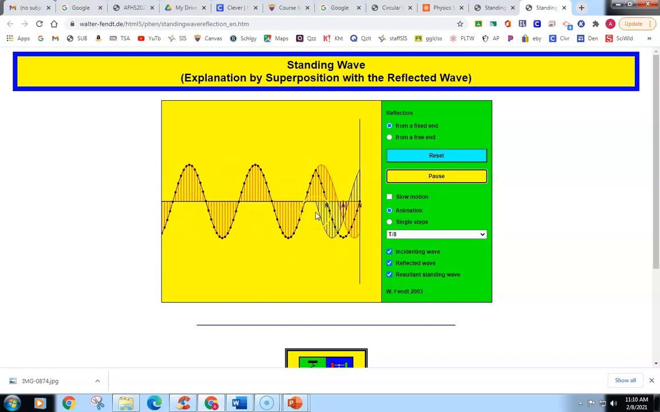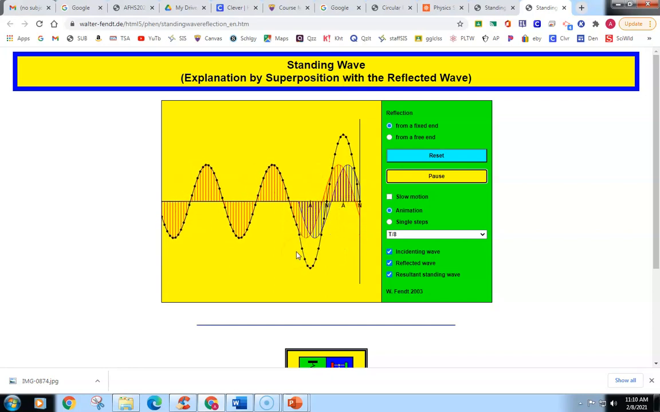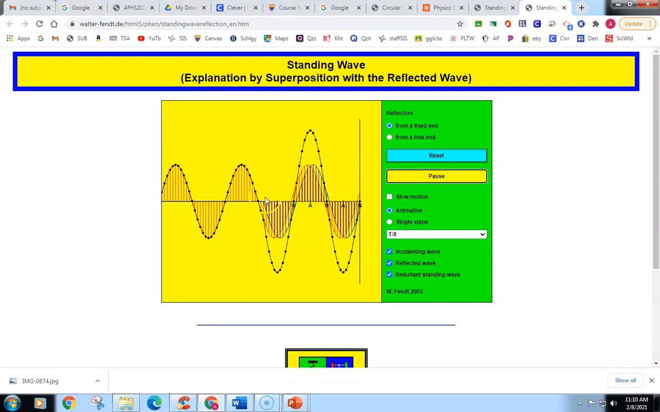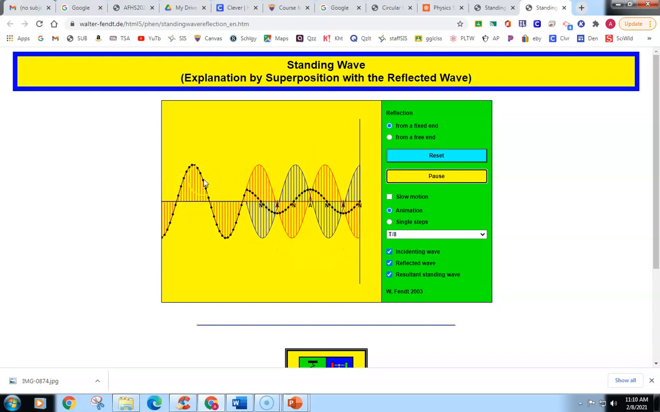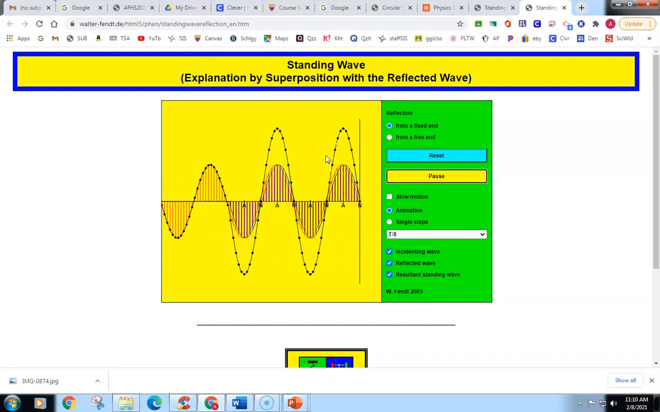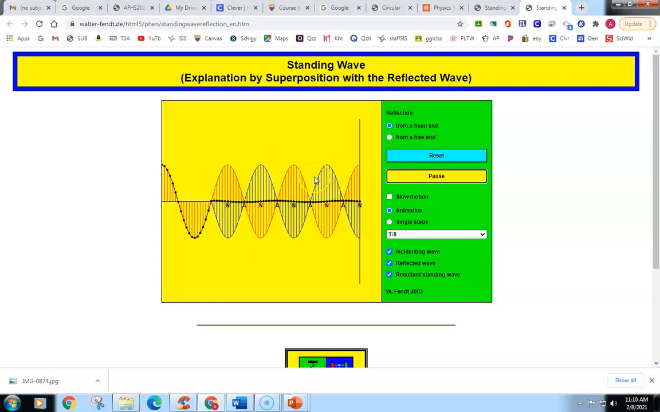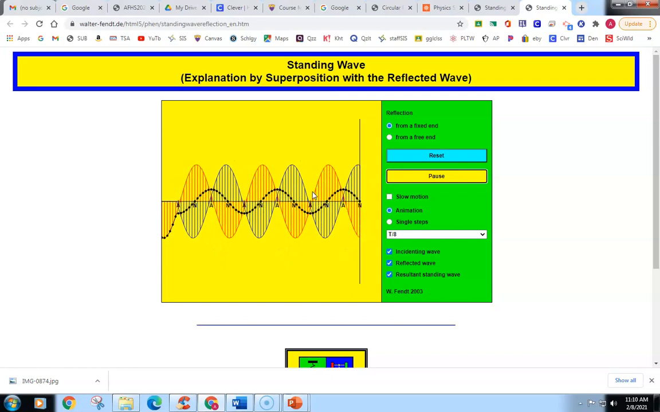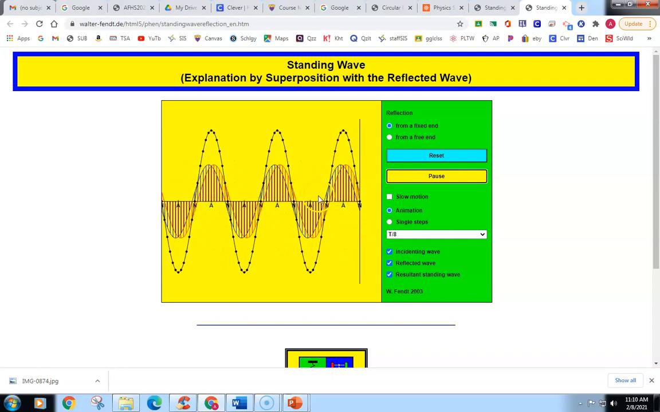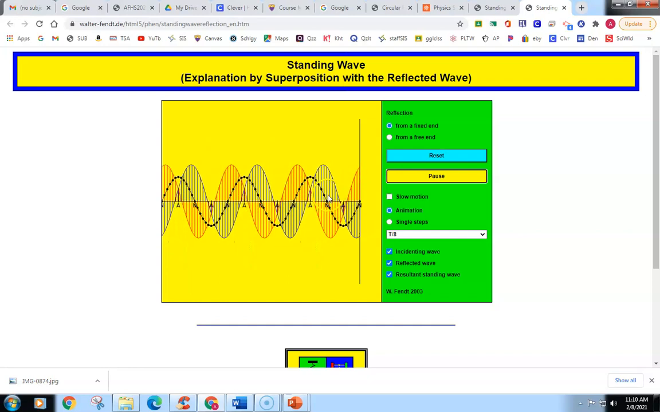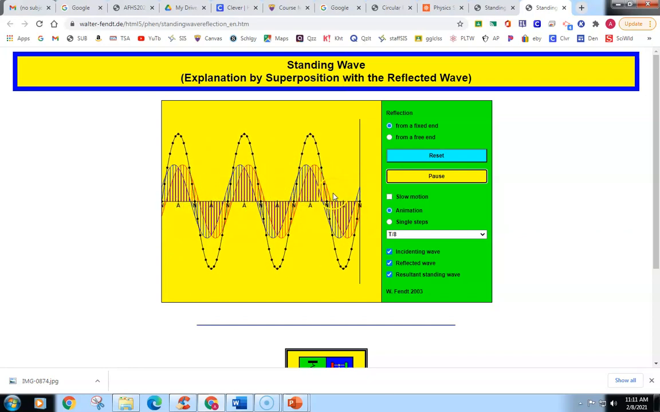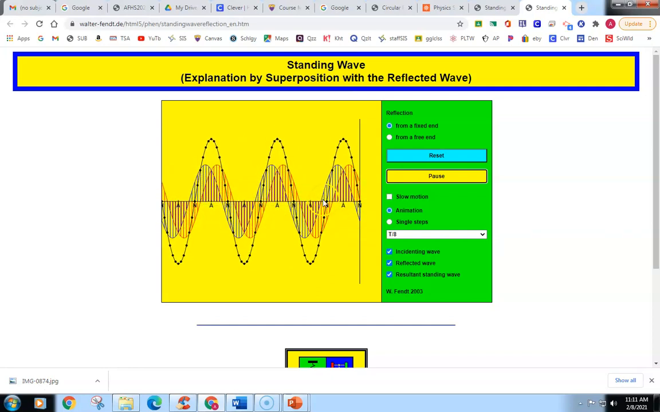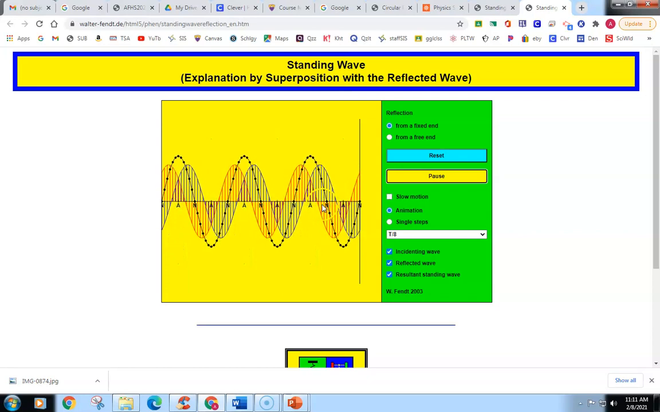So here it looks like the waves are moving. Over here it doesn't look like the waves are moving. It looks like the string is just jiggling back and forth. What you can tell is that the wave you're seeing just oscillates up and down. It doesn't look like it's moving anywhere. It is the result of incident waves traveling to the right and reflected waves traveling to the left. And this is a standing wave.